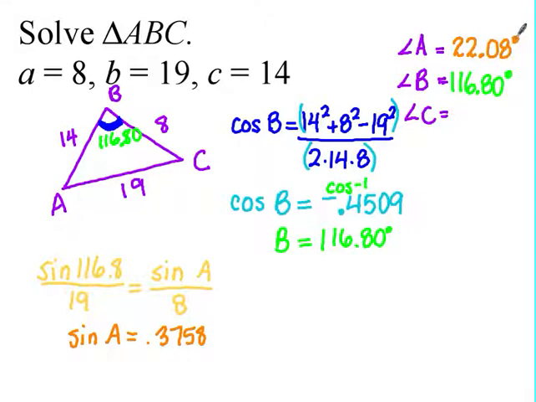Perfect. So then now how do you find the third angle? 180 minus both of those. And so you should have gotten 41.12. And there you go. Biggest thing though, you've got to find that largest angle first if you have to use the law of cosines.